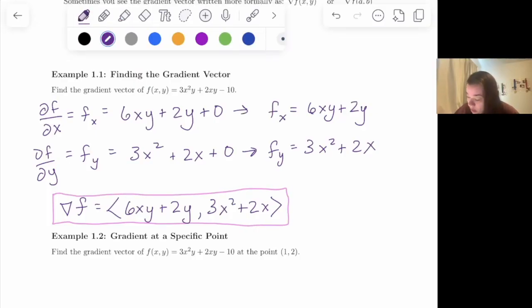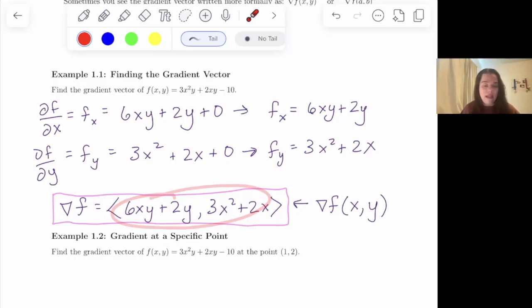So this might also be written as the gradient of f at the point x, y. That implies that x and y are the variables being used in the formula as expressions we have in the gradient vector. So this notation is a little bit less formal. This notation is a little more formal, saying it's the gradient vector at a random x, y point.